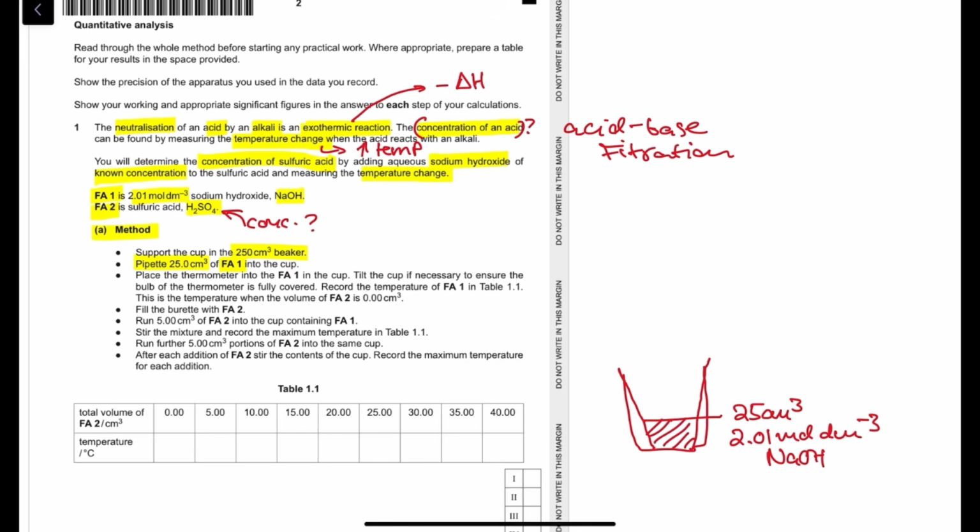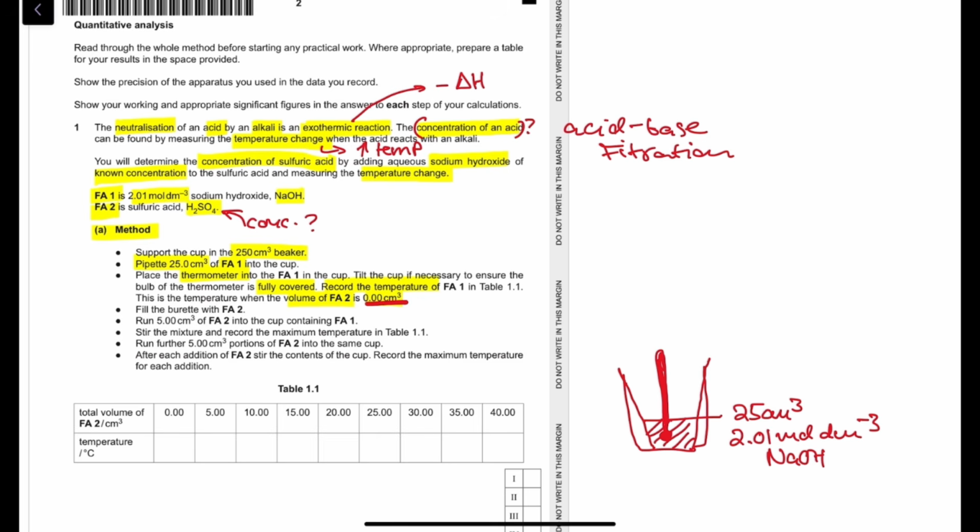Then it says place the thermometer into the sodium hydroxide in the cup, tilt if necessary to ensure the bulb of the thermometer is fully covered, and record the temperature of sodium hydroxide. This is the temperature when the volume of sulfuric acid is 0 cm³. So essentially we're going to have a thermometer in here. This is going to measure the temperature of our sodium hydroxide solution, and our initial temperature is recorded when there is 0 cm³ of sulfuric acid, because we haven't added any yet.